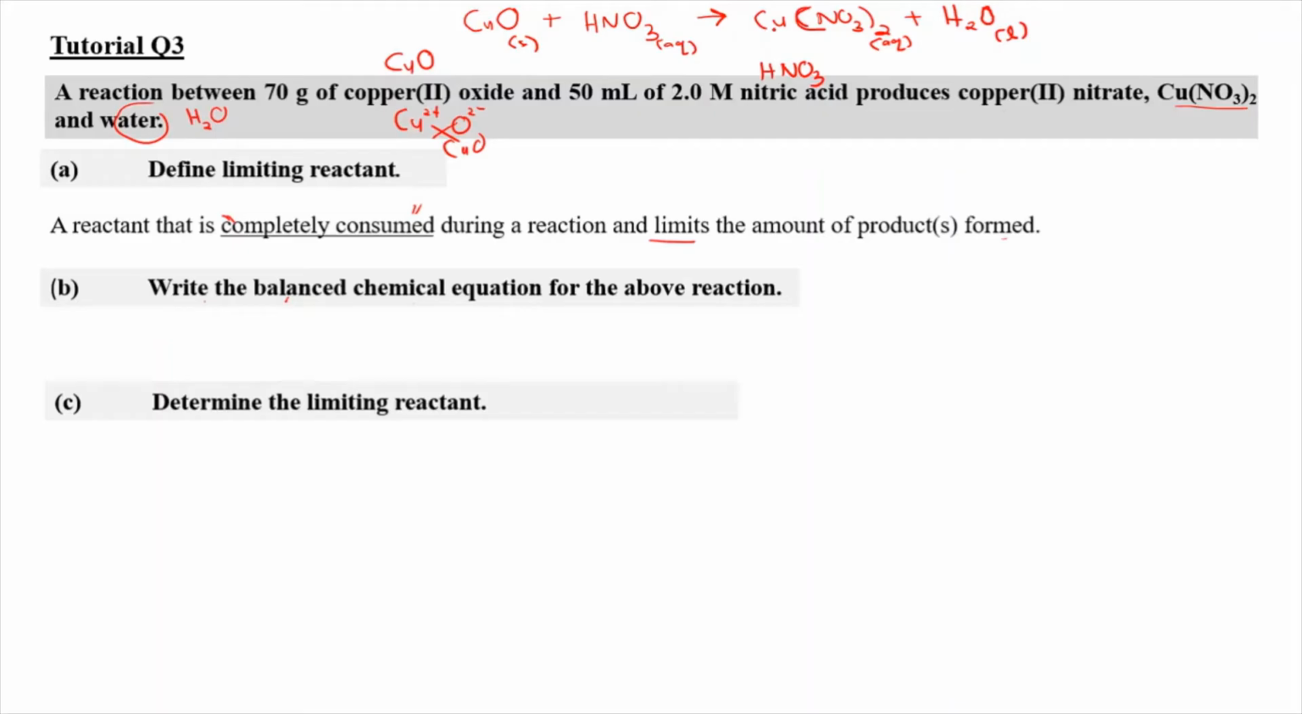So copper here is 1 and copper here is 1, so okay. Nitrogen: here we have 2 and 2, but here only 1, so we're going to put the number 2 at the front here, so it's going to be 2N and also 2N.